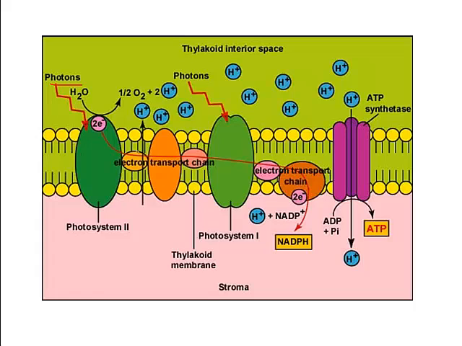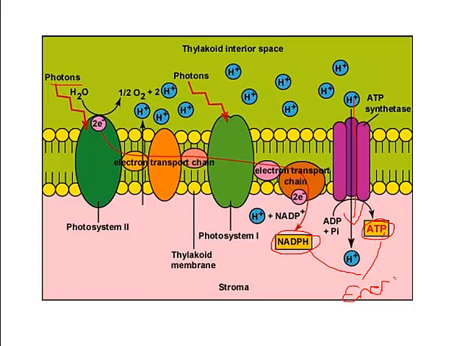Now, as those electrons are moving all the way through, hydrogen is going to end up all on the inside of the thylakoids. And so the hydrogen is going to get pumped through this ATP synthase, and as it does that, we're going to generate ATP. Now, as the electrons are moving down through this chain, they are generating NADPH. Now, both of these molecules right here are carrying energy that came from the sun.